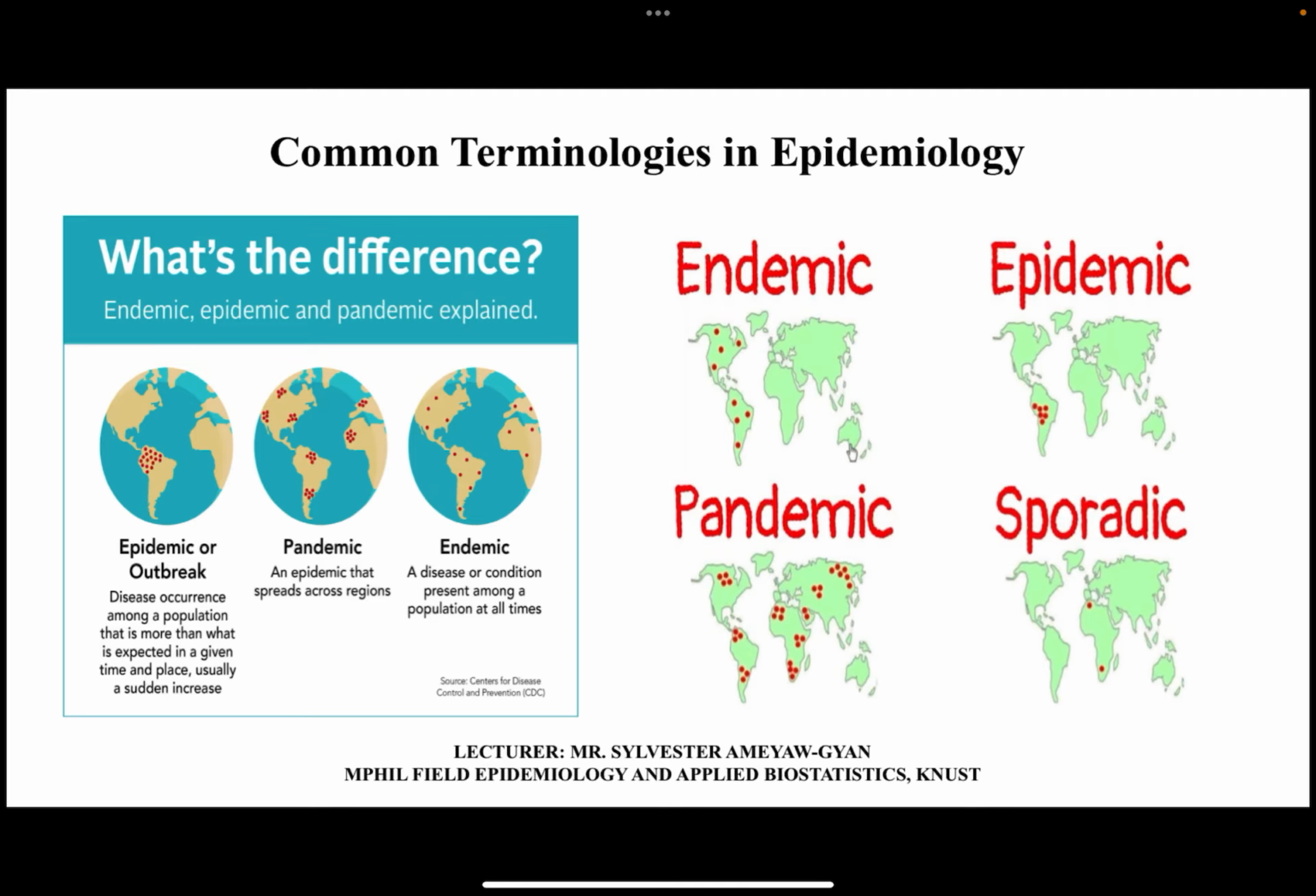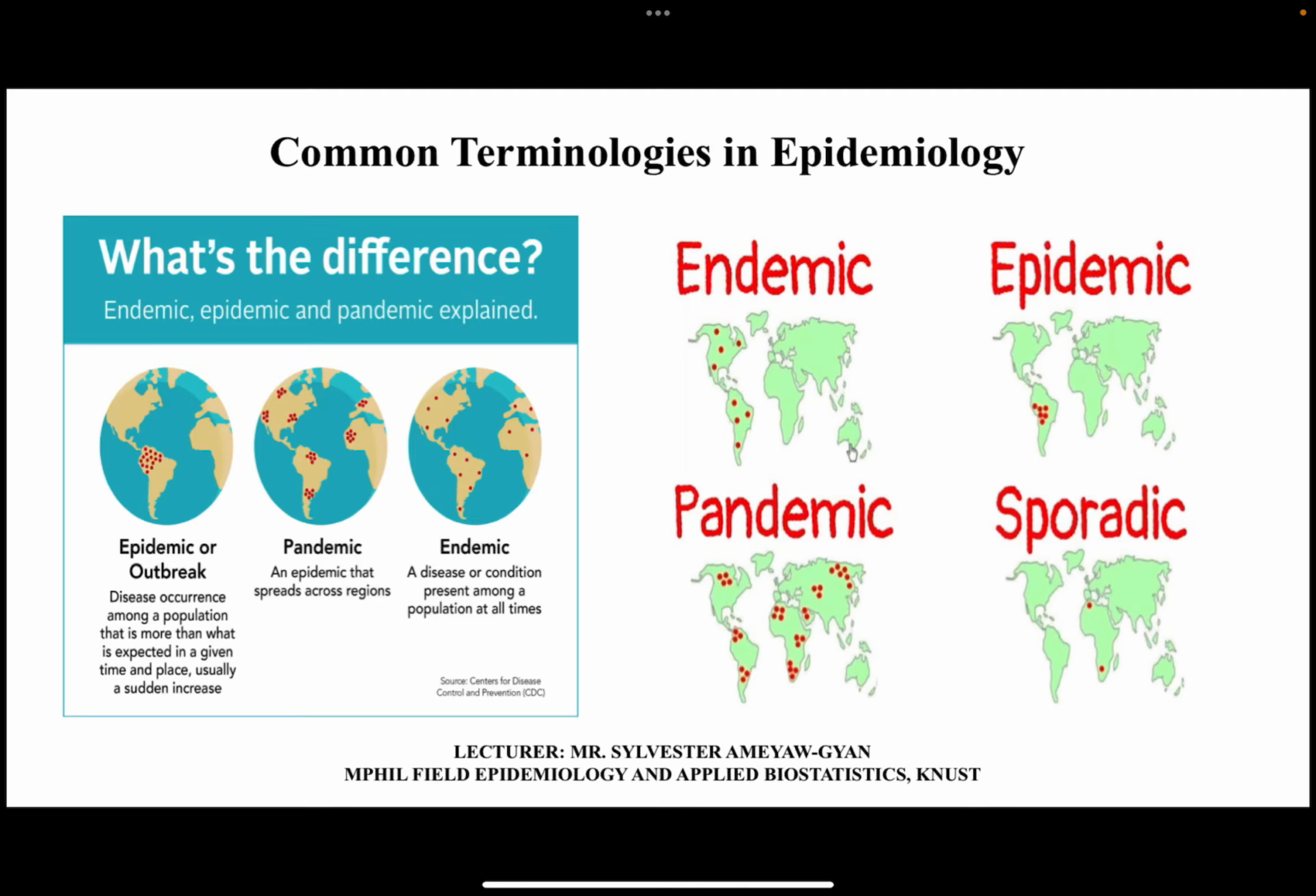Okay, good. A typical example can be cholera. Let's say you come to the Greater Accra region of Ghana, and we usually expect 50 cases of cholera across the whole region in a month. Then in a month, we are recording 1,000 cases. Then we can say the condition has become an epidemic. So epidemic is when there are more cases than what is expected.